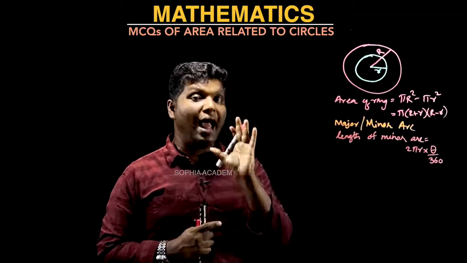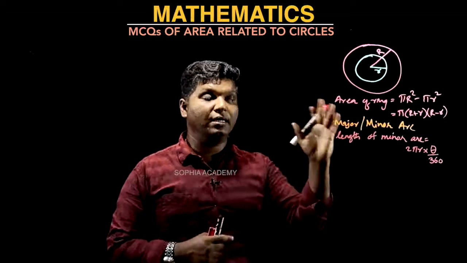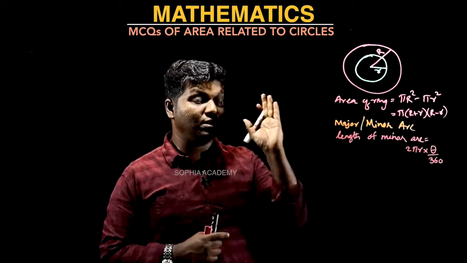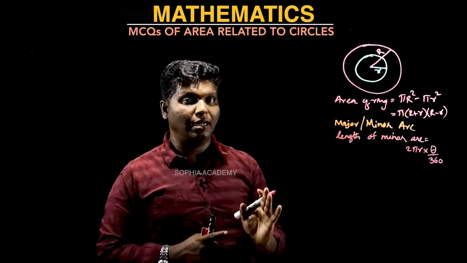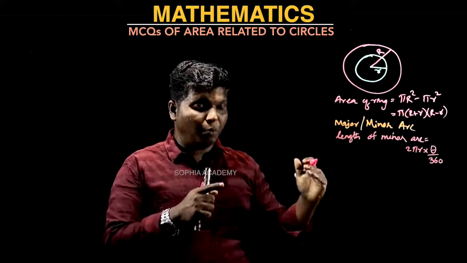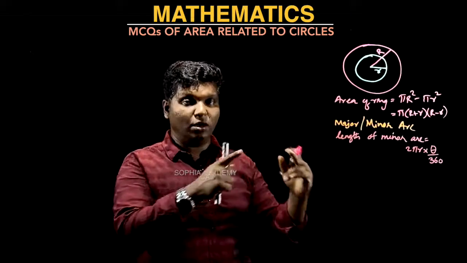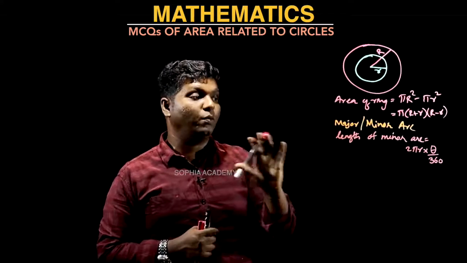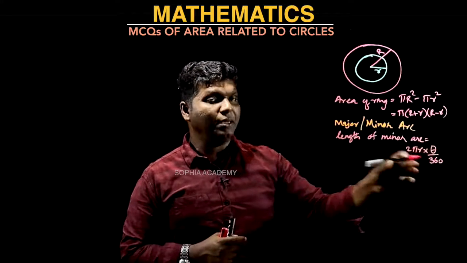Theta is actually the angle measure. Whenever a sum regarding this chapter is given, theta is the measure of the central angle. Whenever you take an arc, if you join two radii towards the center, the angle inscribed between them is what we call theta. So every time theta will be given. Keep this theta by 360 in your mind.